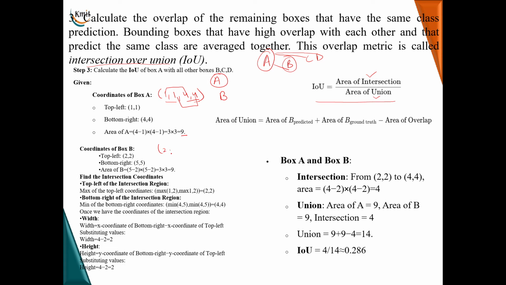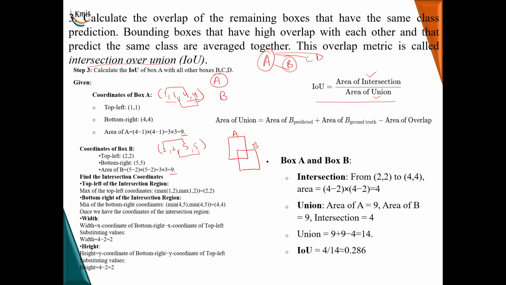Similarly, we will find the area of B. B coordinates are 2, 2, 5, 5. Area is 5 minus 2 into 5 minus 2, which is again 9. We got the area of A and B. Now what is this numerator, that is, the area of intersection?